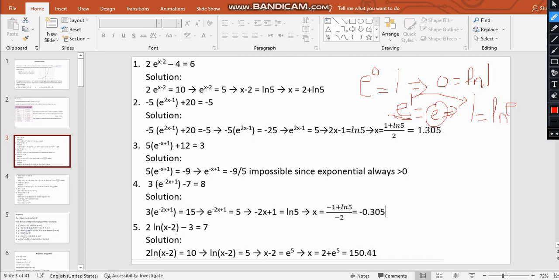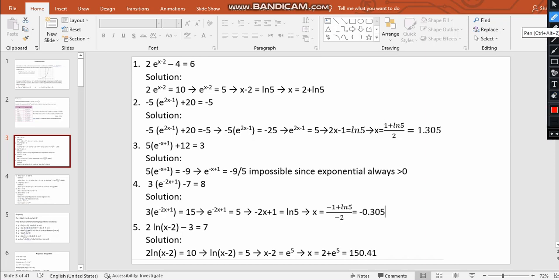So ln e is 1. Ln e is 1. Ln 1 is 0. I will be satisfied for the time being by these two only. Later on we're going to take more.